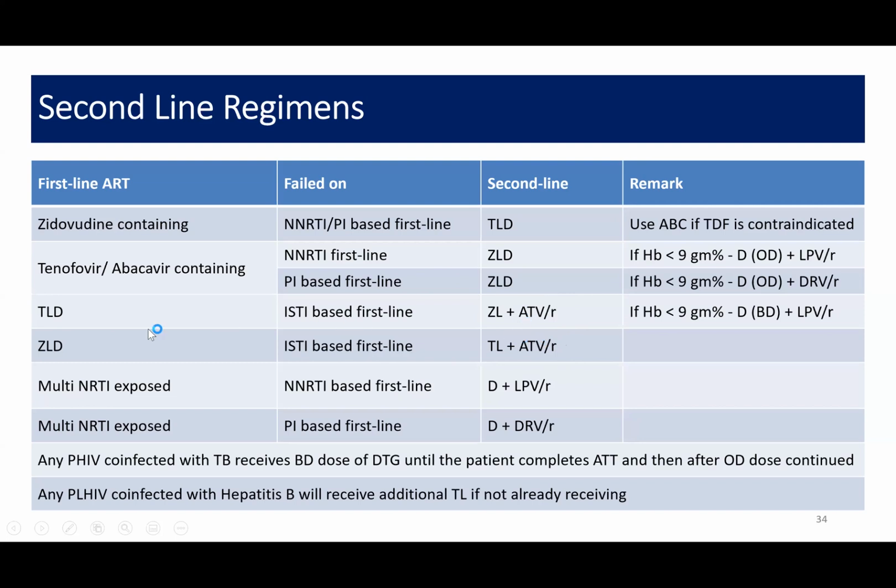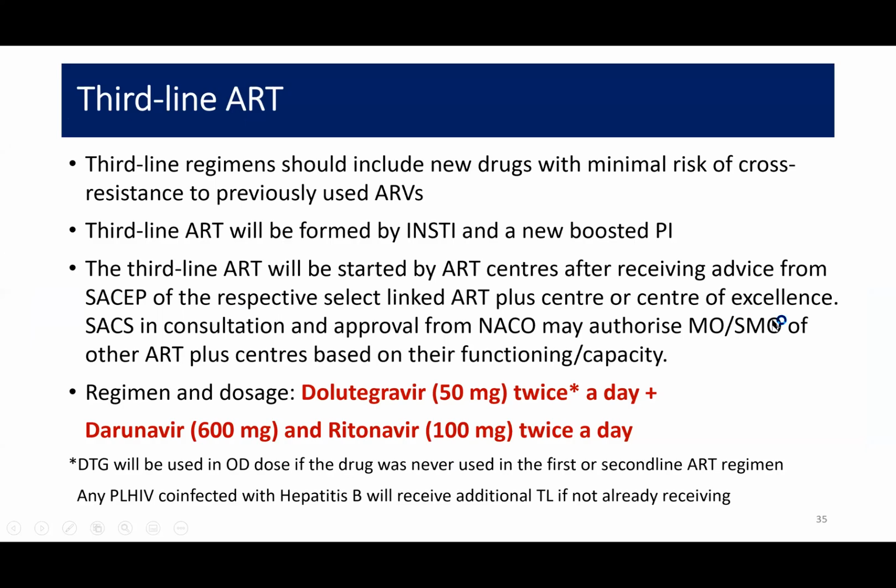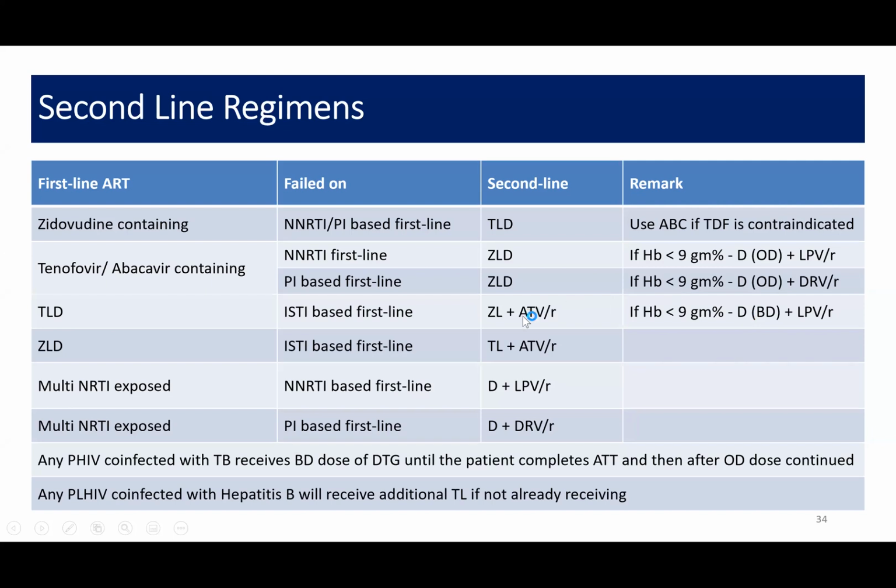So even though the preferred second line here is this, if the patient is anemic and you want to use dolutegravir, and here dolutegravir was already used as first line, in second line you will be using BD dose of dolutegravir. But with an integrase inhibitor, we cannot use atazanavir, ritonavir. That is why it will be changed to lopinavir, ritonavir. So your second line regimen will look like dolutegravir BD plus lopinavir, ritonavir if this is the scenario.